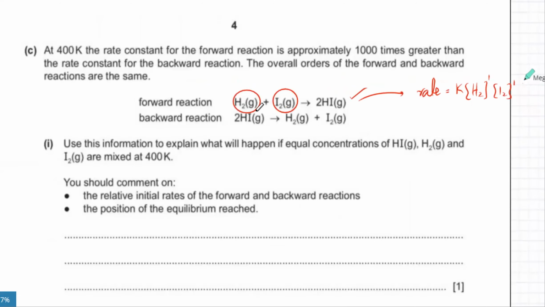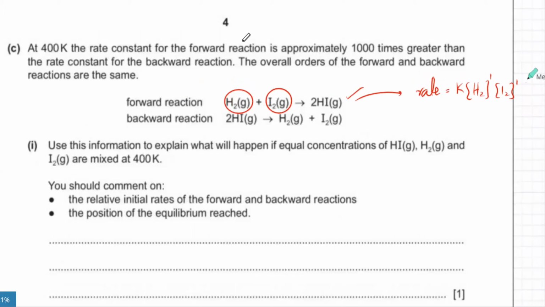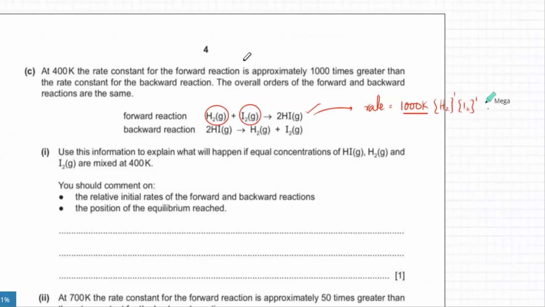So use this information. I'm just going to focus on the forward reaction. He's saying that the rate constant for the forward reaction is 1000 times greater than the rate constant for the backward reaction. Ignoring the backward reaction at the moment, I'm going to say that it's 1000 times greater, so I'm just going to call it 1000k, because he's using the factor 1000. So the rate constant is 1000k, and that's for the forward reaction.